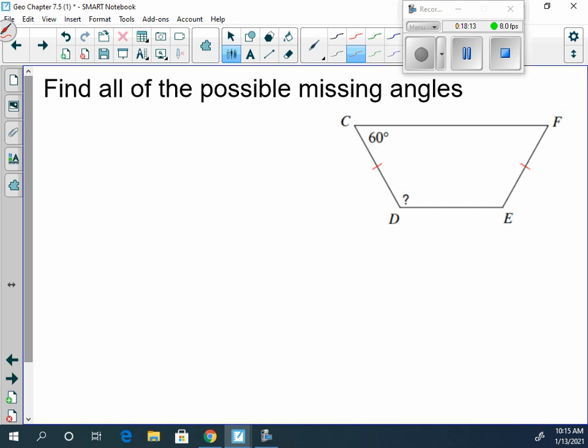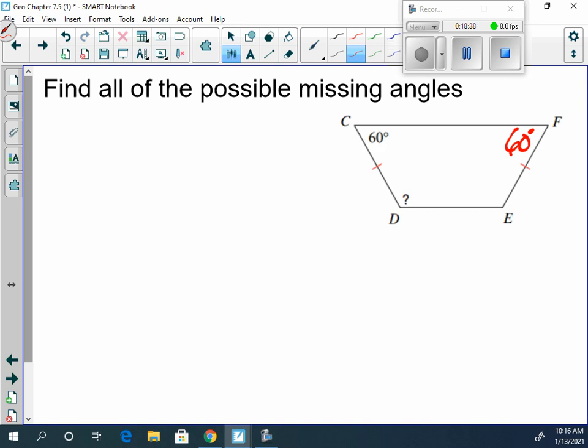Let's look at this one here. They gave us that angle C is 60 degrees. Are there any angles that we know for sure? F is 60. Why do I know that? Because it's isosceles. Because those two sides are congruent, the base angles are going to be congruent as well.